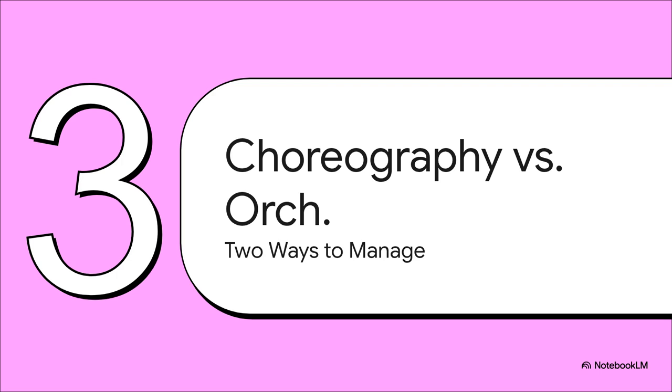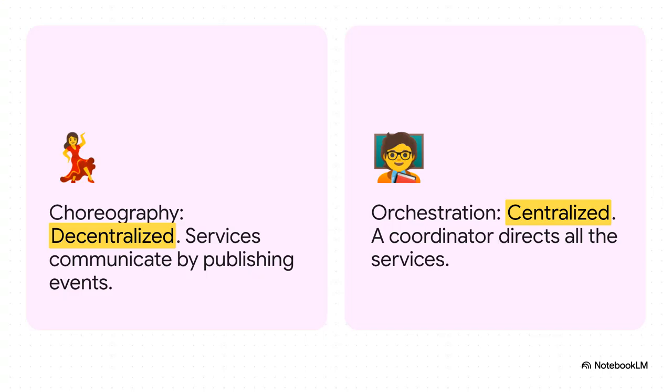Okay, so we know a Saga is a sequence of steps, and each step has an undo action. But how do you actually manage that whole sequence? Well, there are two really popular styles, and they have completely different philosophies: choreography and orchestration. At a high level, it all comes down to control. In choreography, there's no central boss. Services just kind of broadcast messages or events, and other services listen in and react. In orchestration, there is a central boss, a coordinator that tells everyone exactly what to do and when.